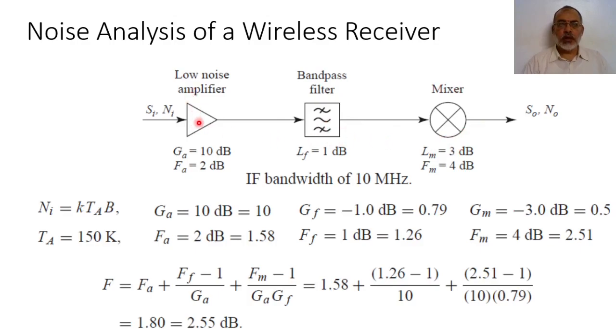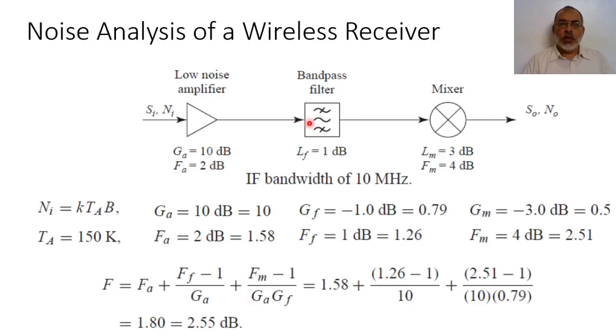The low noise amplifier has an input signal SI and input noise NI, and it has a gain G amplifier equals 10 dB, and the noise figure for such low noise amplifier is 2 dB. And by the way, this value is very large. For a conventional low noise amplifier, the noise figure is around or less than 0.5 dB, maybe 0.3 dB for example.